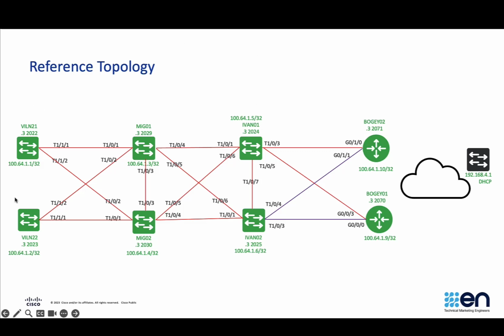So here I have a couple of switches. VLAN 2.1, VLAN 2.2 are my access switches, which will be the fabric edges. I have MIG1, MIG2 as intermediate nodes, so there is no configuration happening on those. I've got I1.1, I1.2, which are the core switches in the network. That will be potential fabric border and control plane nodes. And then I've got bogey 1 and bogey 2, which are routers, which I will use as fusion.